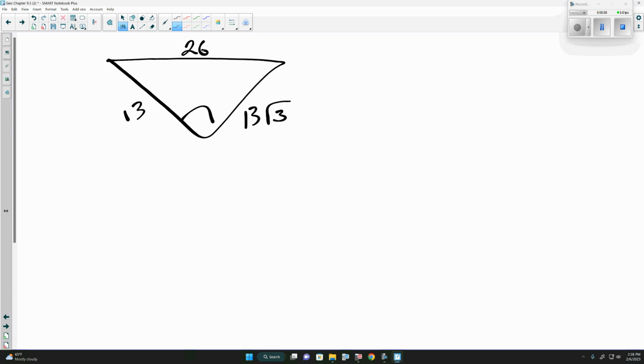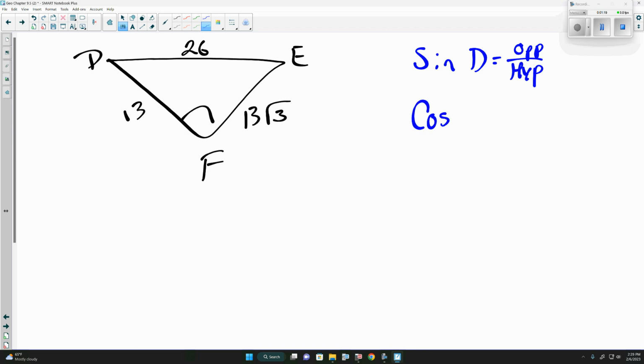So it wants us to find sine of F, B, and E. So it wants us to find sine and cosine of angles D and E. And just as a reminder, sine of an angle is equal to the opposite side length over the hypotenuse. And cosine of a given angle is going to be adjacent over the hypotenuse. So sine is opposite over hypotenuse, and cosine is adjacent over hypotenuse.